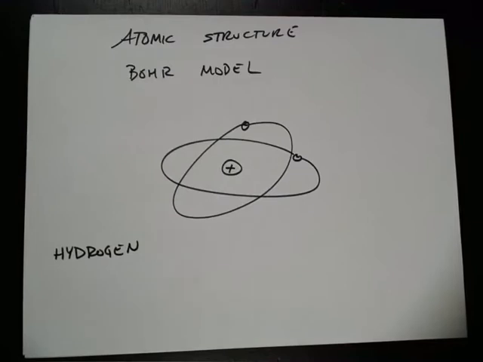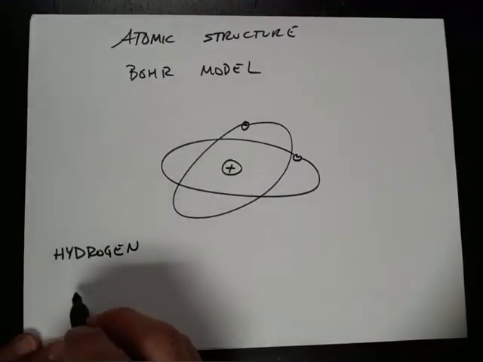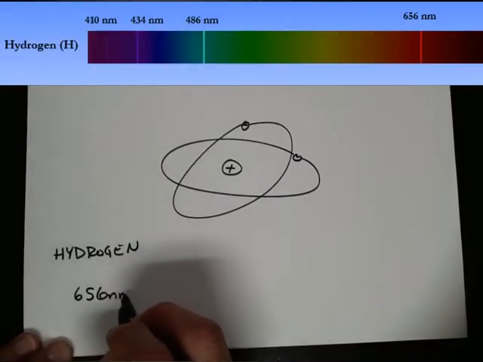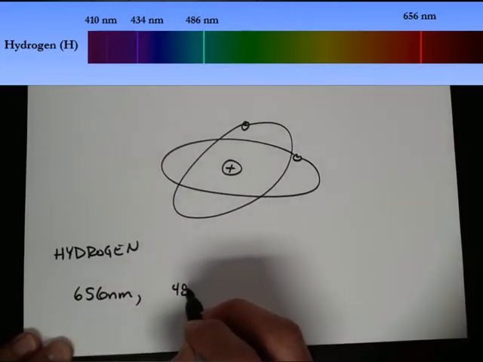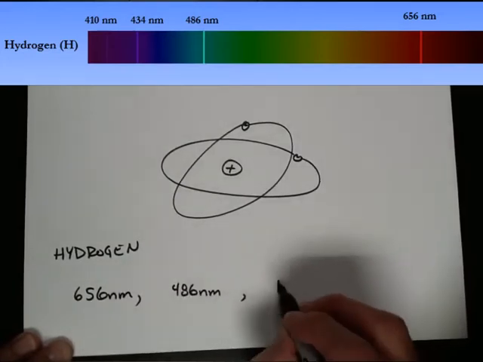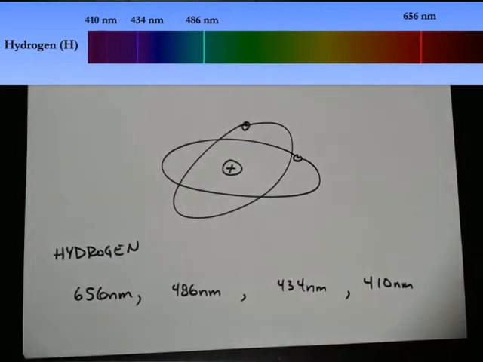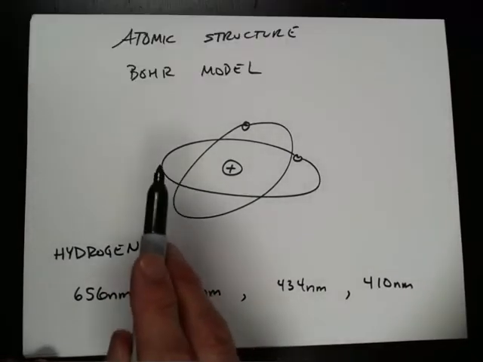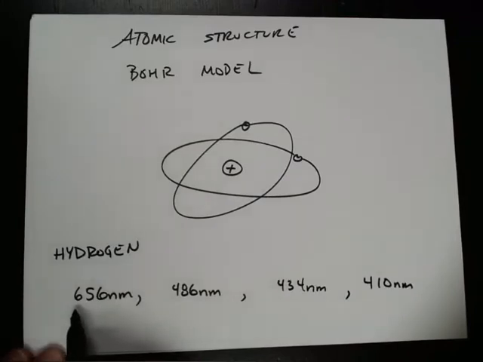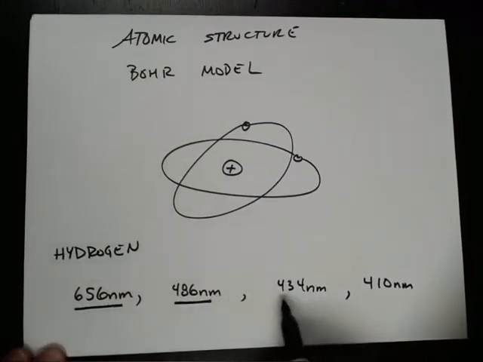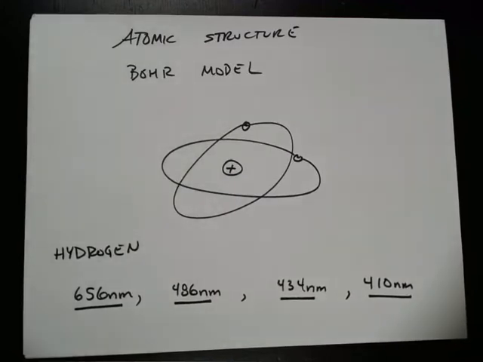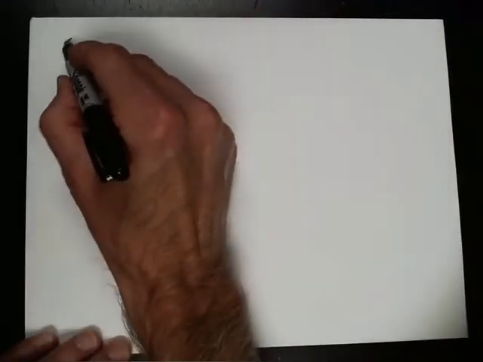You see, when hydrogen atoms get excited, they give off light at 656 nanometers, at 486 nanometers, at 434 nanometers, at 410 nanometers, among other wavelengths of light. And Bohr, in his model, was able to perfectly describe why hydrogen gives off light at these particular wavelengths or these particular colors of light. He did so by assuming that the electrons in a hydrogen atom were quantized.